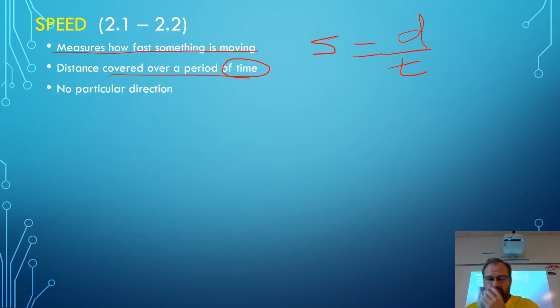Now here's the difference. There's another thing called velocity, and you probably heard of that too. And usually it's kind of used interchangeably, but speed doesn't have a direction, where velocity does. So speed is called a scalar quantity. So scalar, and that just means it has magnitude, but there's no direction.